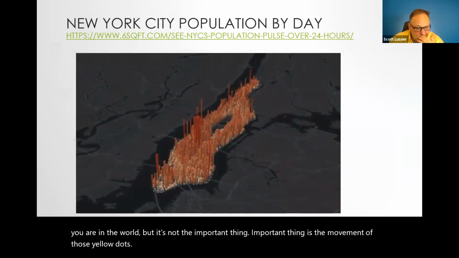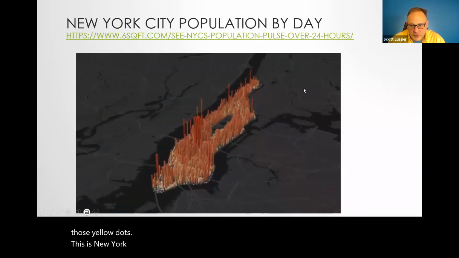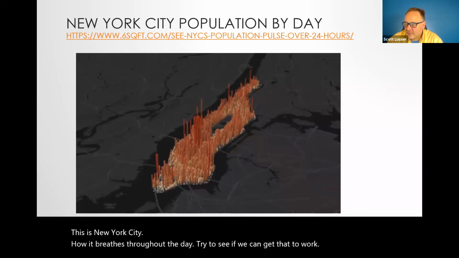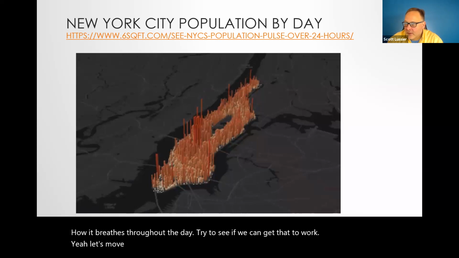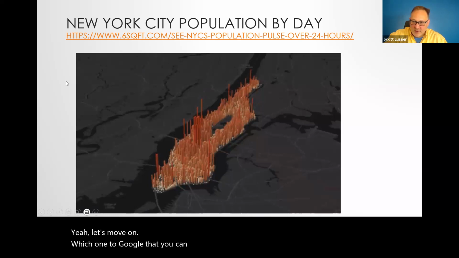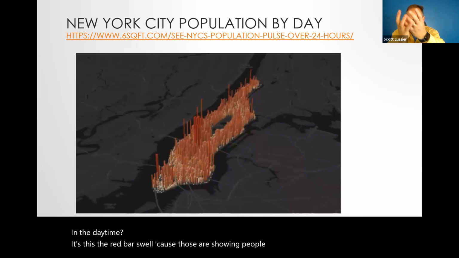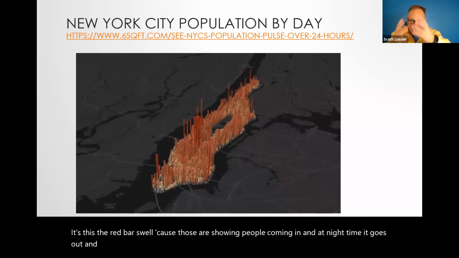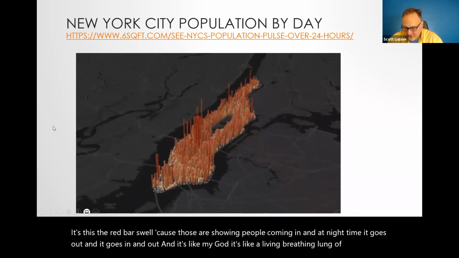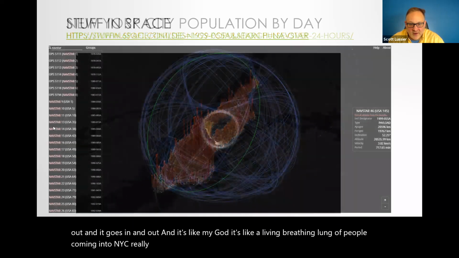This is New York City, how it breathes throughout the day. Try to see if we can get that to work. Yeah, let's move on. I just want to Google that. You can see in the daytime the red bars swell because those are showing people coming in, and at nighttime it goes out. It goes in and out, and it's like a living, breathing lung of people coming into New York City. It really represents what's going on there really well.